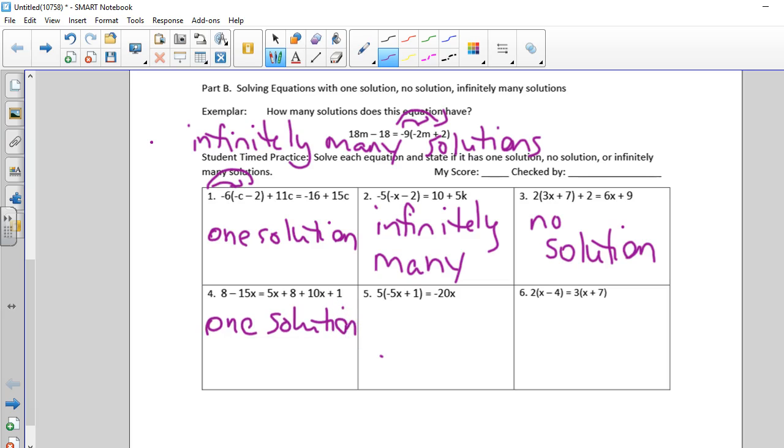Number 5. 5 times negative 5x, 5 times 1, so that we can simplify. 5 times negative 5x is negative 25x. 5 times 1 is 5 equals negative 20x. Do you see how the x's are two different numbers? So if I added 20, I'd still have some x's left over. So again, this is one solution because we didn't eliminate the variable.